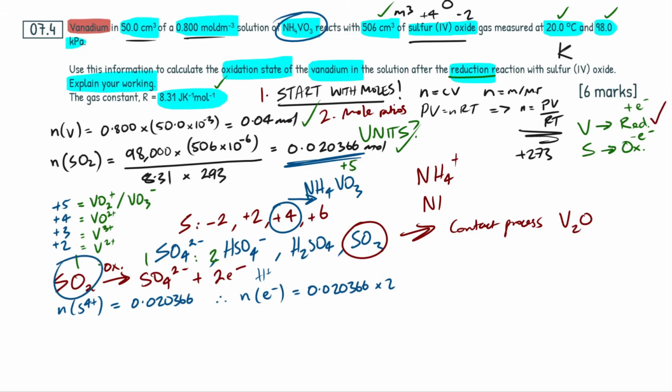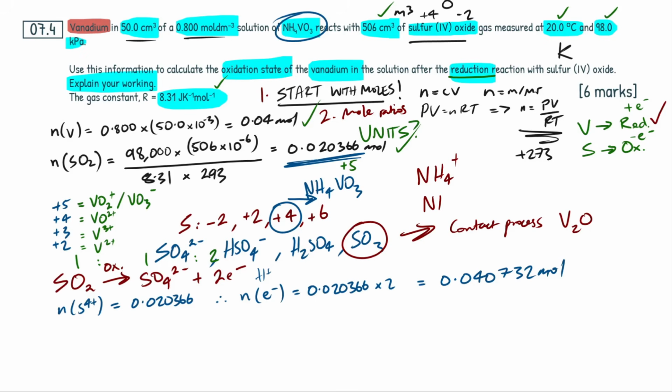For every 1 mole of sulfur dioxide that is oxidized, 2 moles of electrons are produced or lost, however you want to look at it. I'd go with lost rather than produced, especially if you're writing out an explanation. So that is the moles of electrons lost by sulfur in this oxidation reaction, okay? And if you put that in your calculator, or just do it in your head, it's going to be 0.040732, and that's moles again, right?